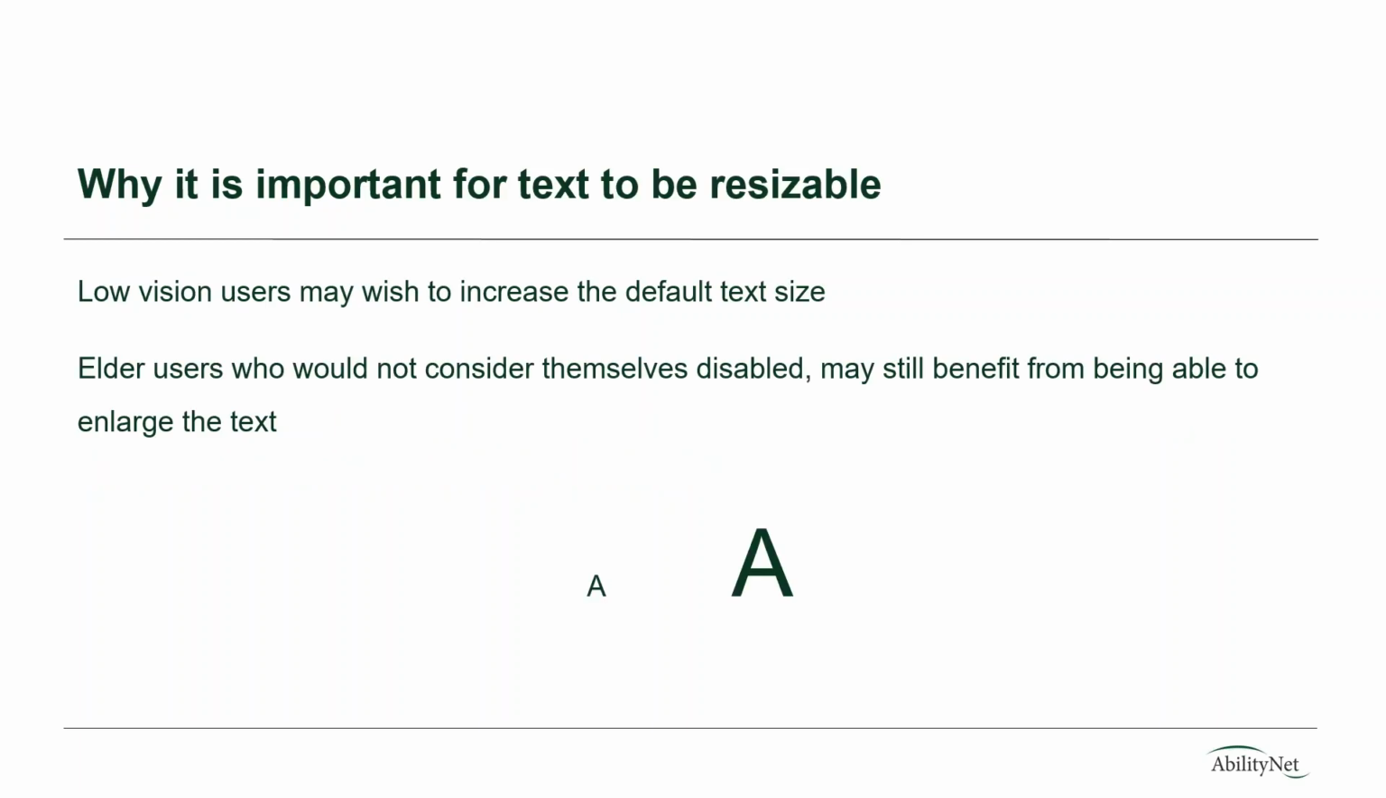So why is it important? Well, low vision users may wish to increase the default text size to make content easier to read. And elderly users, who often don't consider themselves to be disabled, may still get some benefit from actually being able to enlarge the text, whether that's pinch zoom on a mobile or just using control on their keyboard and the mouse wheel to zoom in. They're both ways equally useful of making text larger.